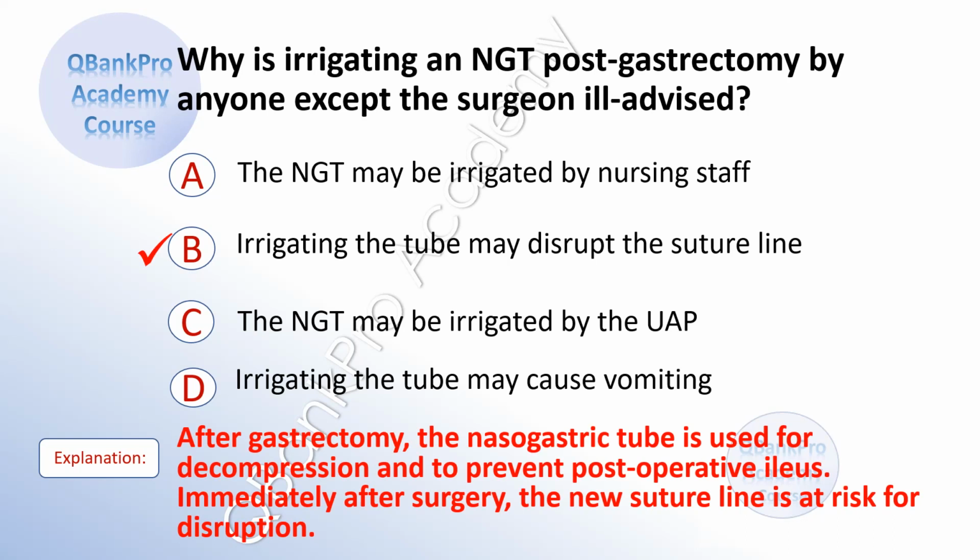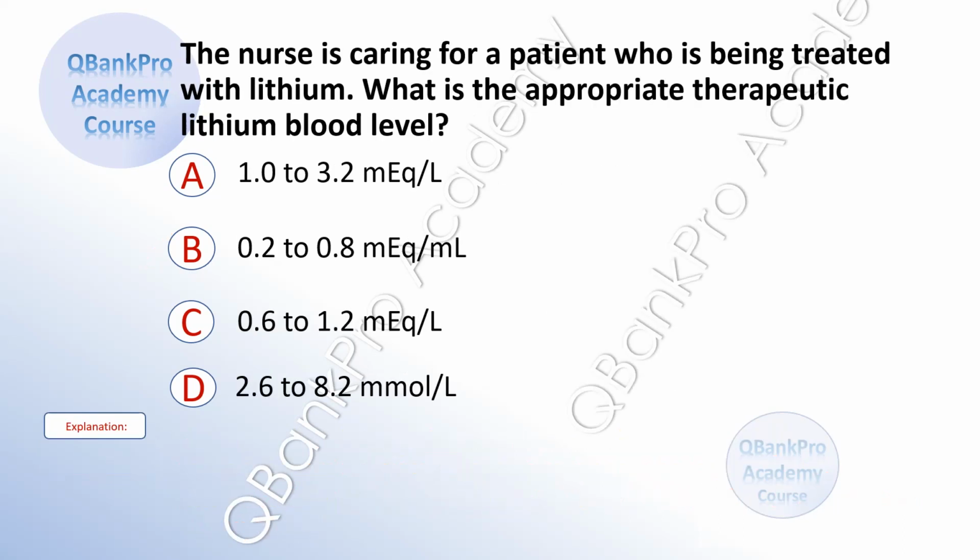The correct answer is B. Irrigating the tube may disrupt the suture line. Explanation. After gastrectomy, the nasogastric tube is used for decompression and to prevent post-operative ileus. Immediately after surgery, the new suture line is at risk for disruption.